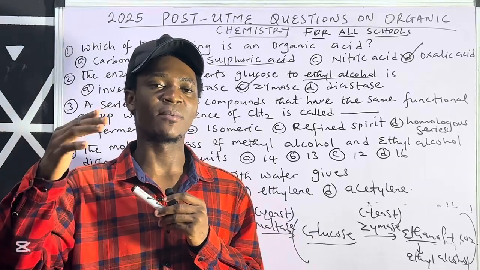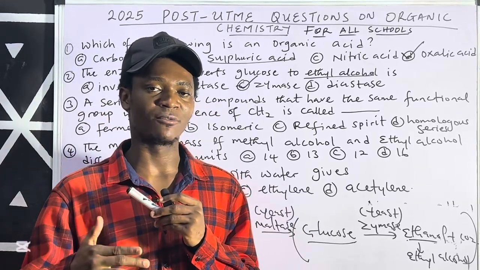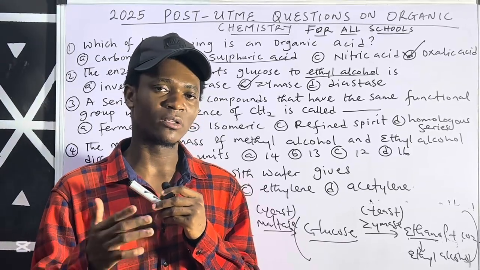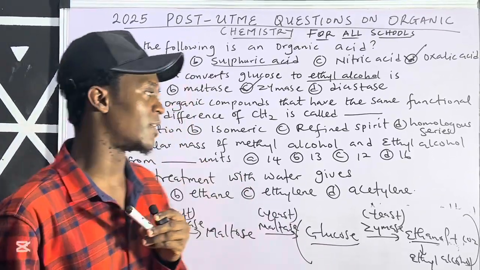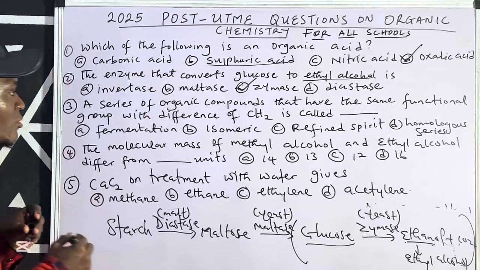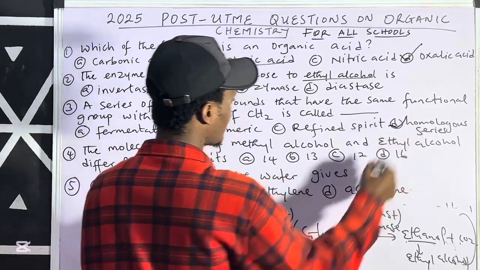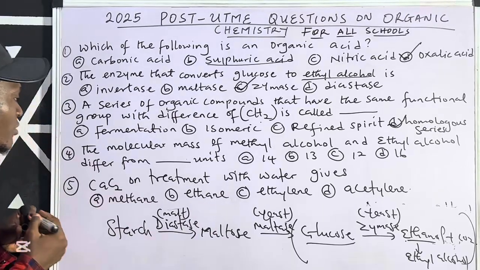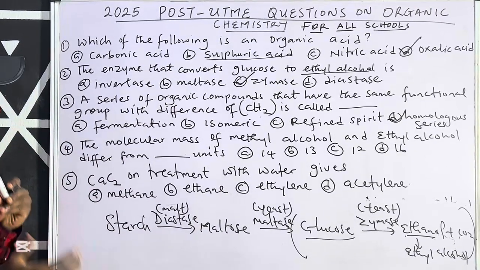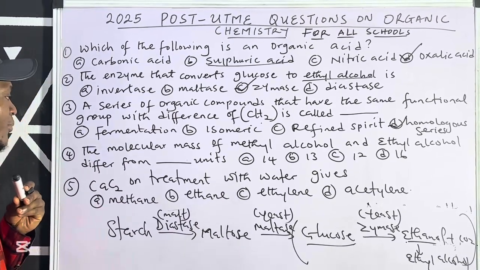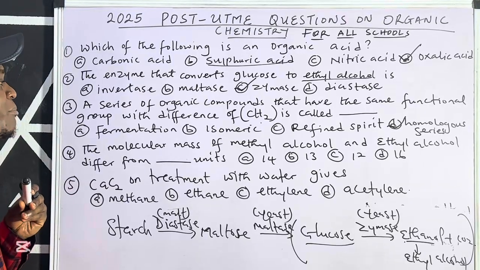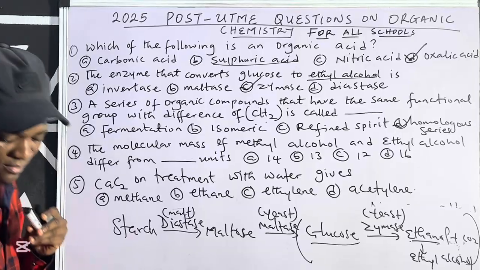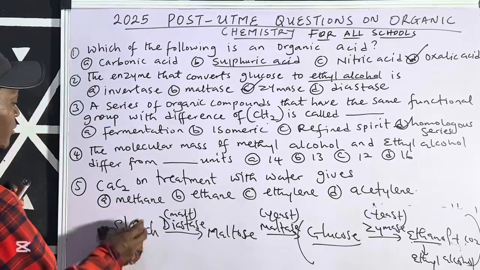Meaning that first member and second member, what's their difference in the formula? CH2. Second member and third, CH2. Third and fourth, CH2. That's how it works. Alright, so the correct option to this question now is what? Homologous series, because having the presence of this guy just makes it to be homologous series. So let's see question 4. Question 4. The molecular mass of methyl alcohol and ethyl alcohol differs from dash units. This question is a bit tricky, but we can easily get it.